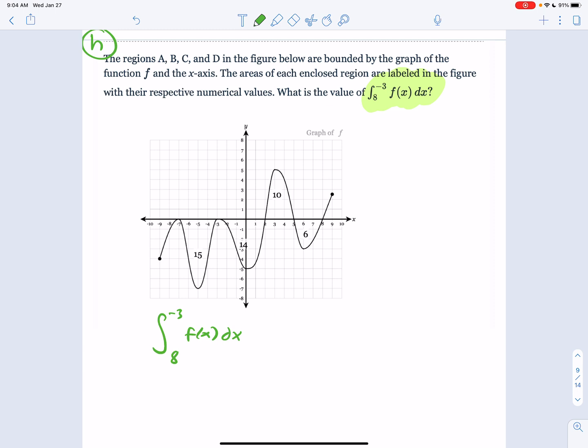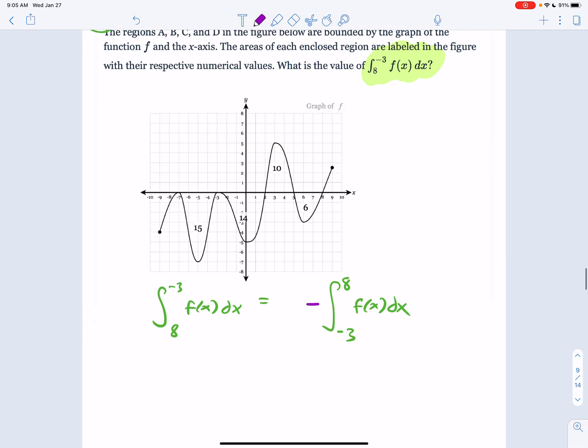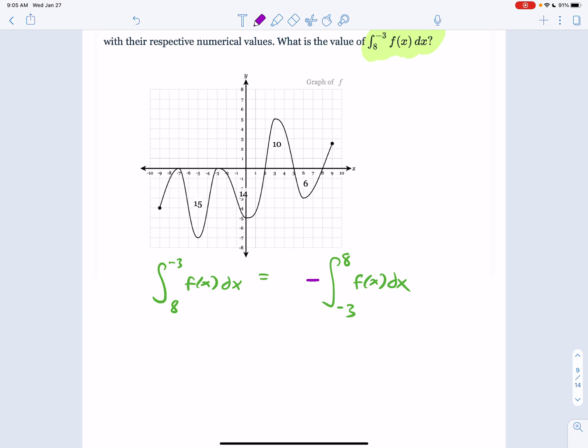Usually the upper bound is the larger value. So if you're going from 8 to -3, you're actually traveling left, which is a little bit awkward. So what we can do is there's a property that allows us to flip the two bounds as long as we account for a negative. I'm sure you guys remember that. And then the rest is the same. So here we're finding some negative value. And then here we're going from -3 all the way to 8.